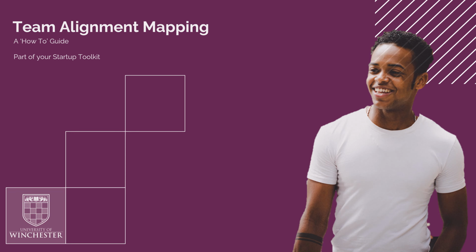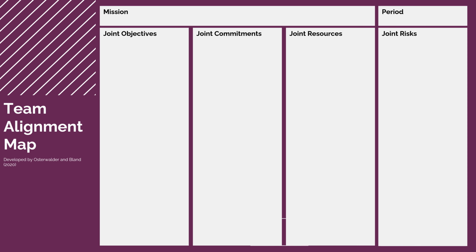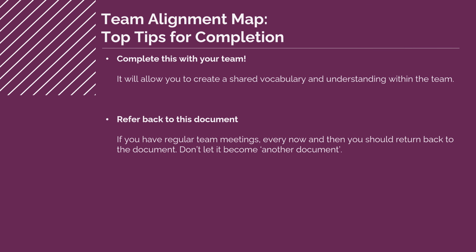This is what a team alignment map looks like. You can see it breaks down into four separate columns with your mission and your period at the top. It was developed by Osterwalder and Bland in 2020. If you want to read this part of the book, we do have it available in the Careers and Opportunities Hub for you to lend. So let's take a look at some top tips for completion.